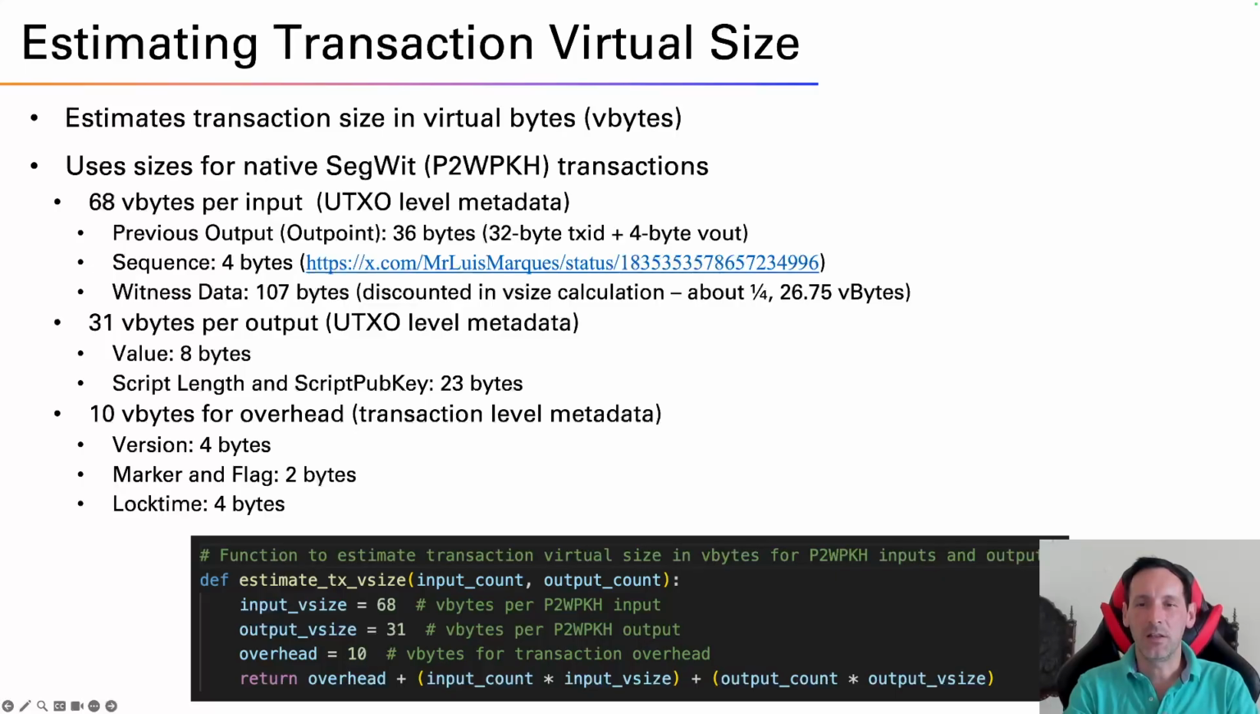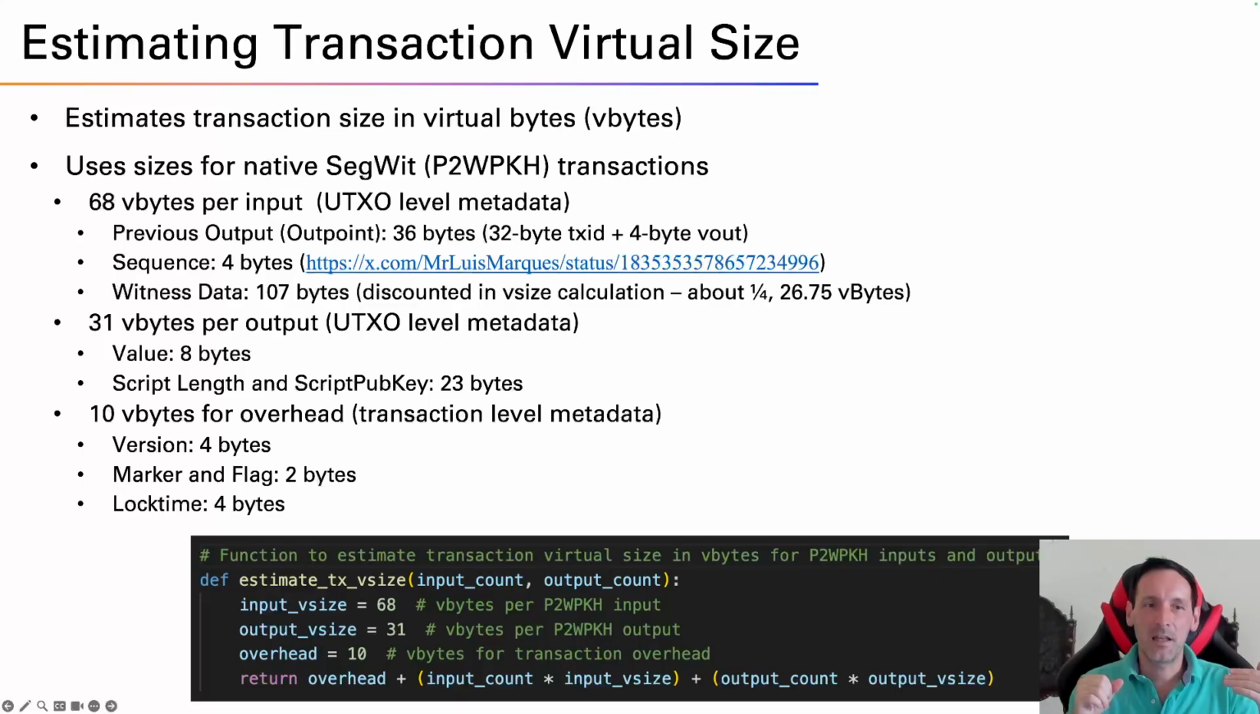This 107 bytes of data includes the signature, which is roughly between 71 and 73 bytes, depending on the signature format, and the public key, which is about 32 or 33 bytes, something like that. So this is the final element of the UTXO input, meaning that roughly 68 is what the size of that UTXO input would be.